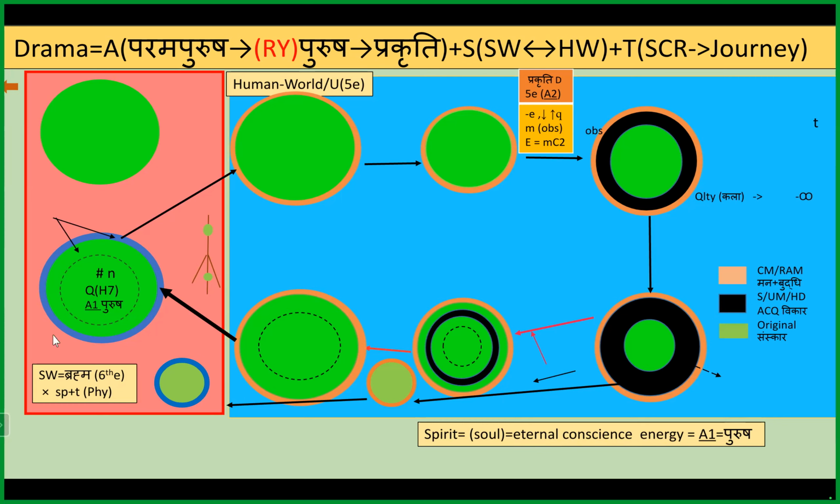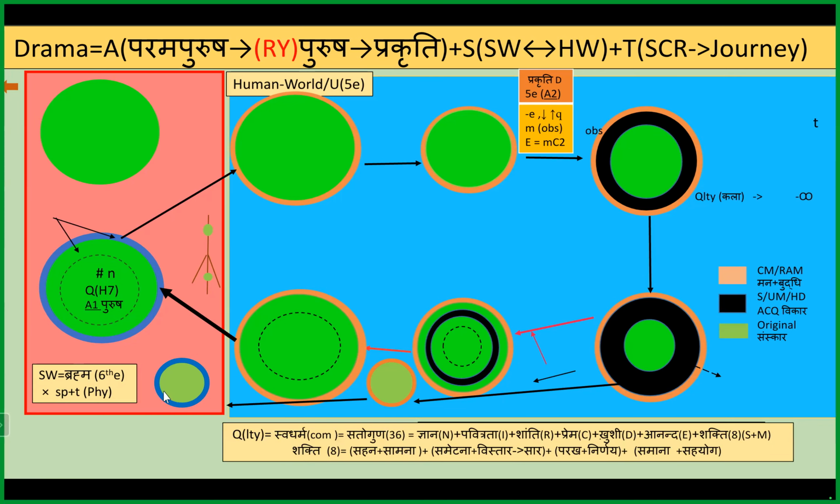In the soul world, every Purush will have some number. It has its DNA, which is the human DNA, defined as Q. We will talk about that now. So the Q is defined as the quality of the soul, or Swadharma, which is common to all souls. And these are the 7 gunas, which with permutation and combination become 36 gunas. There are 8 powers, which are all described here.